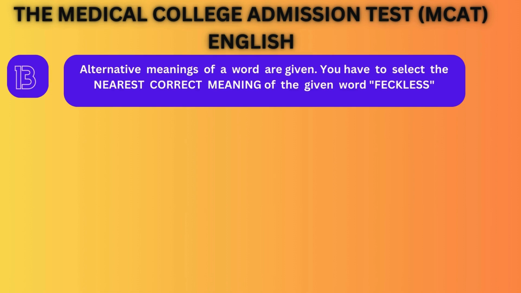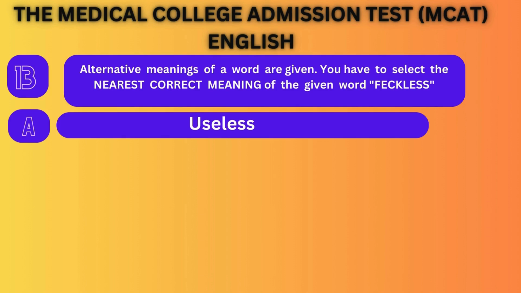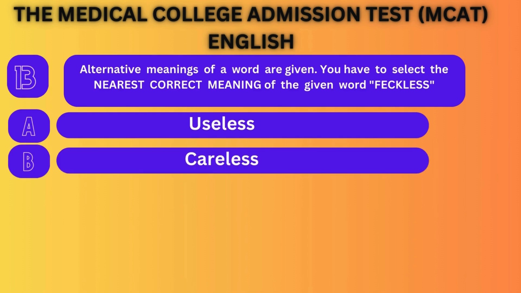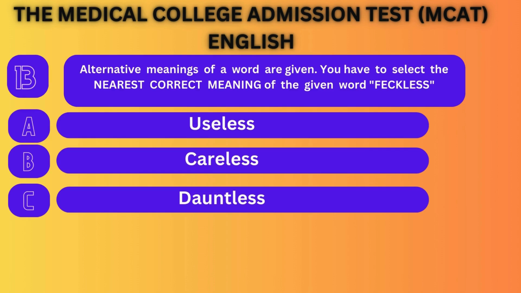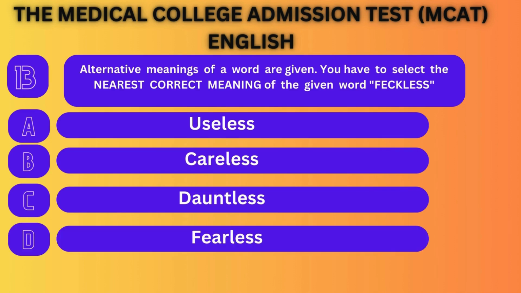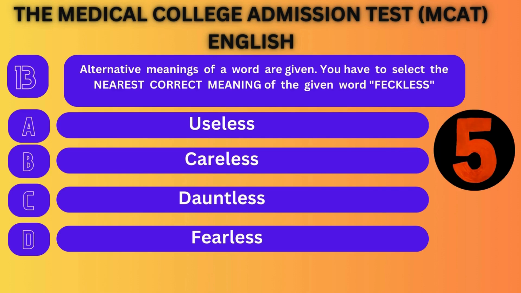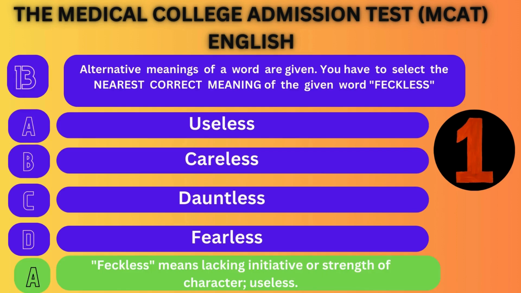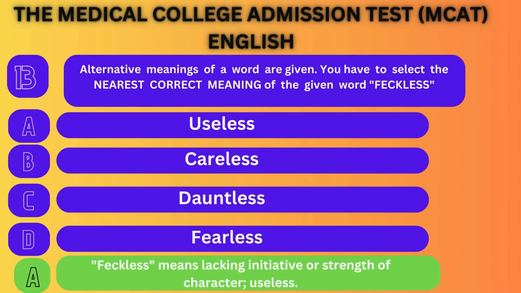Question number 13. Alternative meanings of a word are given. You have to select the nearest correct meaning of the given word, feckless. Option A, useless. Option B, careless. Option C, dauntless. Option D, fearless. Correct answer is A.